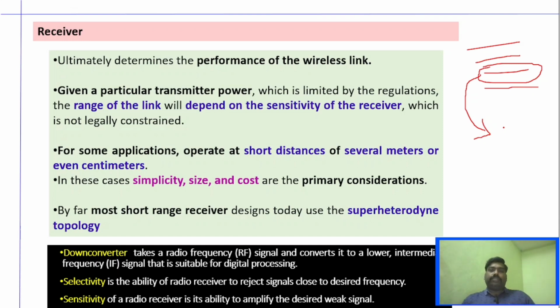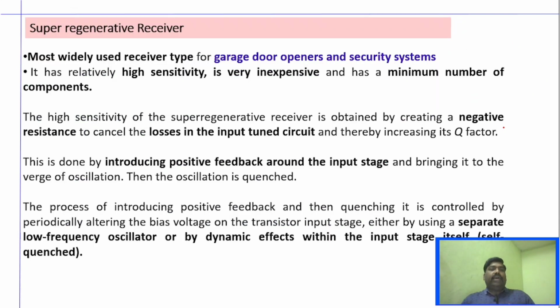When it comes to the super regenerative receiver, it is the most commonly used receiver for garage door openers and security systems. The very important advantage here is it has high sensitivity, it is very inexpensive, and it has a very minimum number of components. These are the greatest advantages of the super regenerative receiver, and very importantly this is considered a high sensitivity receiver when compared to other receivers. When we take the TRF receiver, this super regenerative receiver has higher sensitivity, right? How can we achieve this high sensitivity?